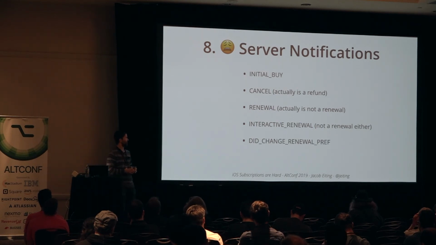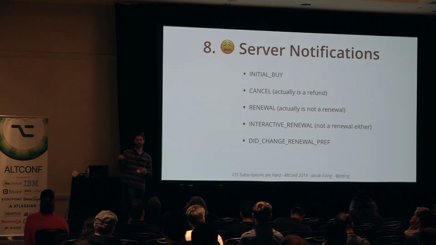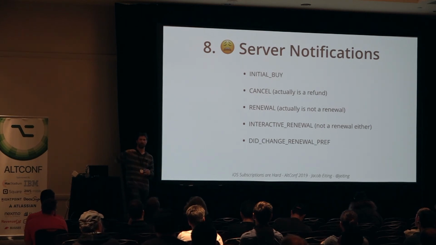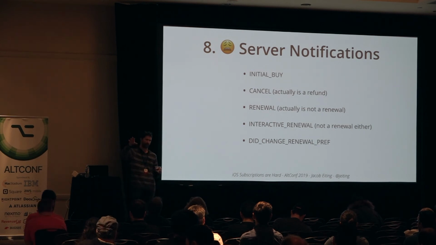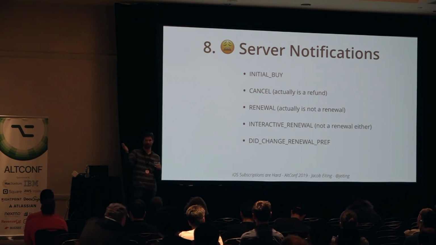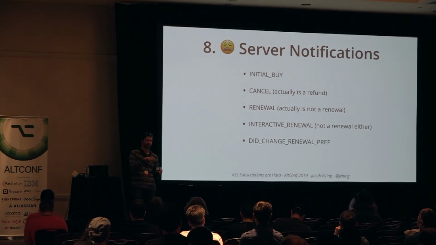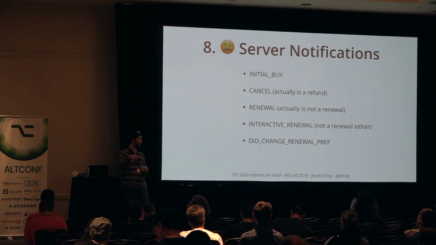These are actually kind of interesting. So did change renewal pref. This one's going to fire when somebody switches their renewal preference from monthly to annual or something else. And that's great because it typically happens in settings, which is really annoying. So somebody doesn't even have to open your app, and they can switch their subscription. So let's say you're some media company, you have an app and you have a website, and Hulu's a good example where they have multiple tiers of service.